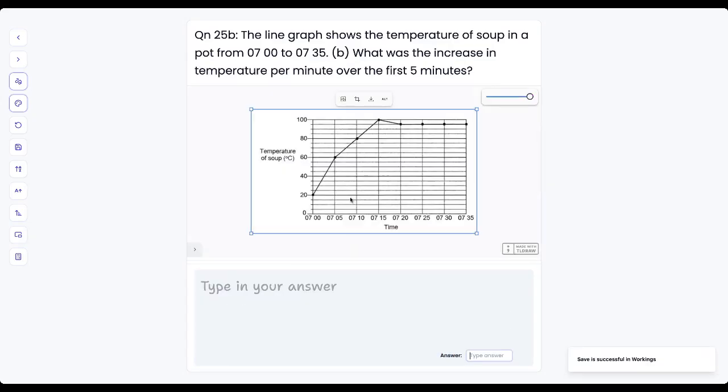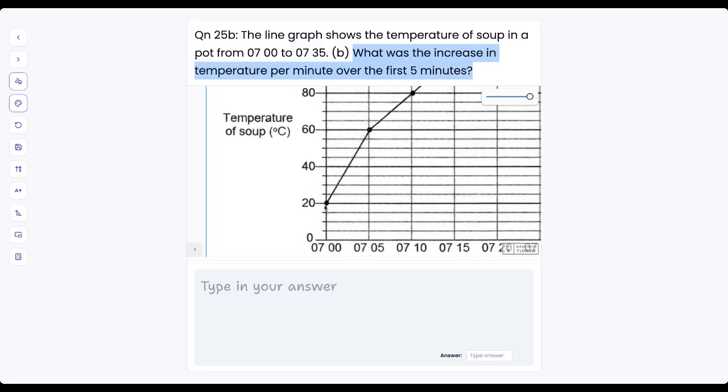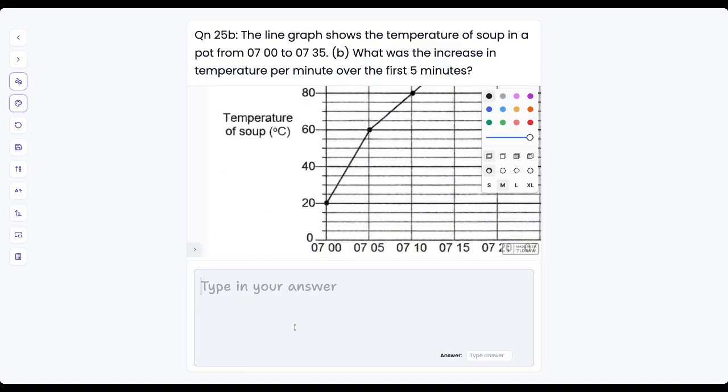All right, let's move on to question B. What was the increase in temperature per minute over the first 5 minutes? Okay, so we know that one gap is 5. So it's from 20 to 60. So for the first 5 minutes, the increase is equal to 60 minus 20, which is equal to 40 degrees Celsius, right? Let me just highlight like this in red. So you can see 20 and 60. That's what I see over here. Okay, so now we have 40 degrees Celsius.